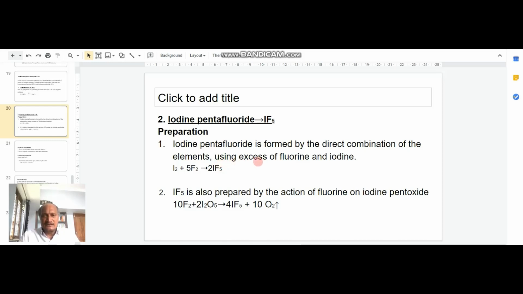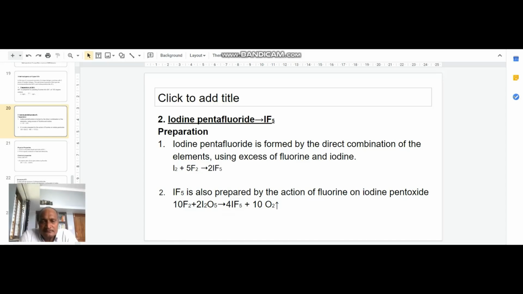Here we have to use excess of fluorine while preparing IF5. So here 1 mole of iodine, that is I2, combines with excess of fluorine, that is 5 moles of fluorine. It gives rise to 2 moles of iodine pentafluoride. The method is very simple. When we pass iodine over an excess of fluorine, it gives iodine pentafluoride.